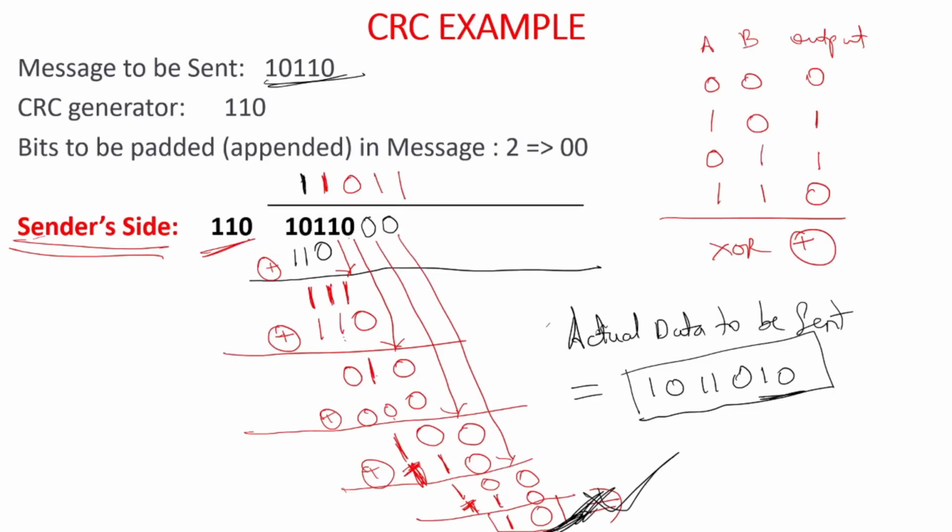Mostly in exams, competitive exams and all, a message will be given like this and the CRC generator will be given. You have to solve like this and find out the actual data which is to be sent. So you have to do the binary division using the CRC generator and the actual data, and you have to pad the bits or append the bits at the end and do the binary division. Whatever bits you get at the end, you have to add to the data and send. So this is the actual data to be sent. This you need to find in the exam. Just an XOR operation you have to do.